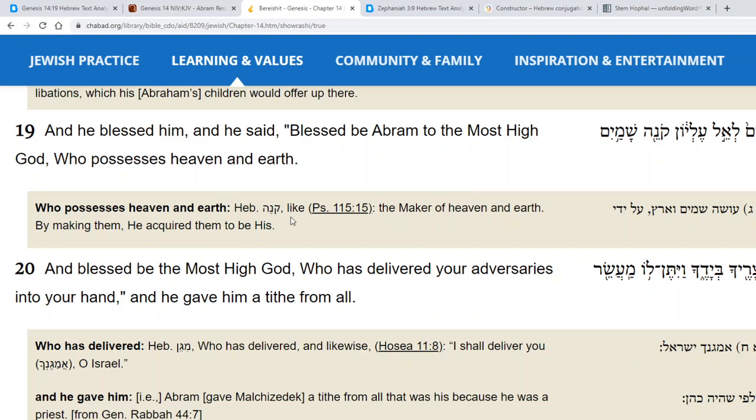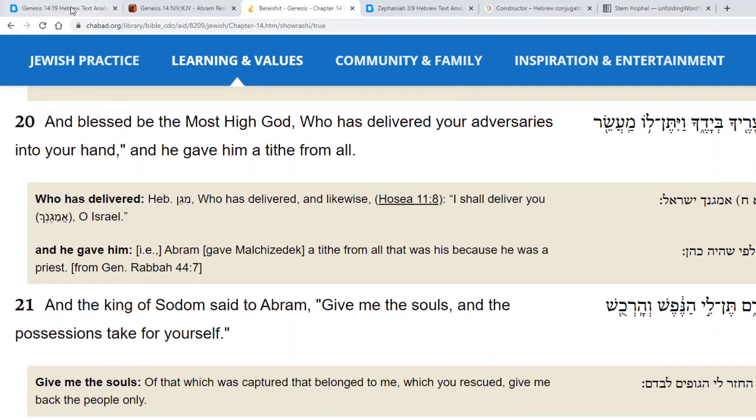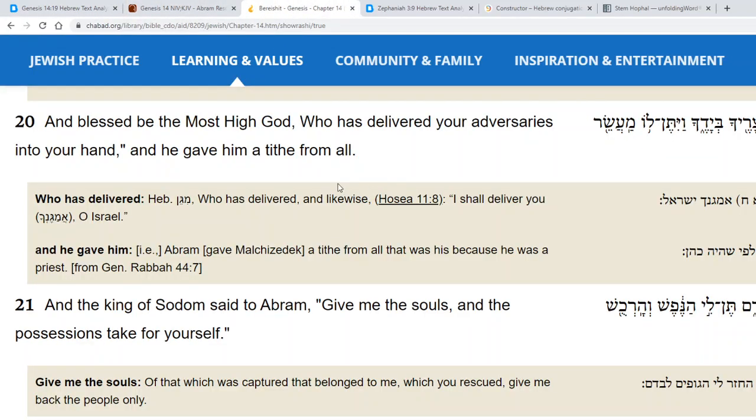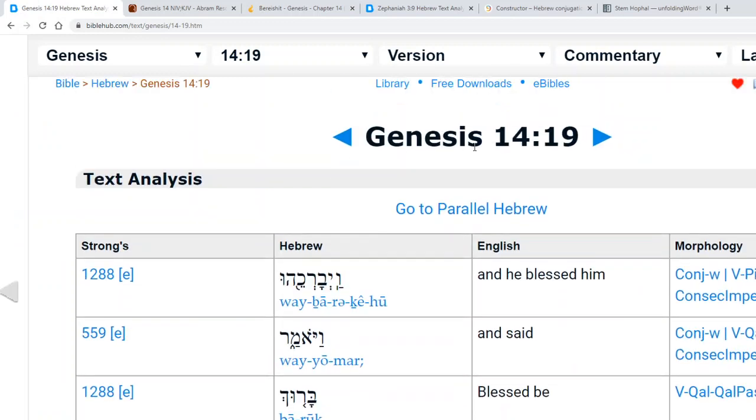Let's see what Rashi says of Koneh. Like in Psalm 115:15, the maker of heaven and earth, right? Oseh shamayim va'aretz. And he's saying because he created them, he also owns them, right? They are his because he created them. Okay. So he's saying it's like it says in Psalm 115:15, and you can look it up there if you want.